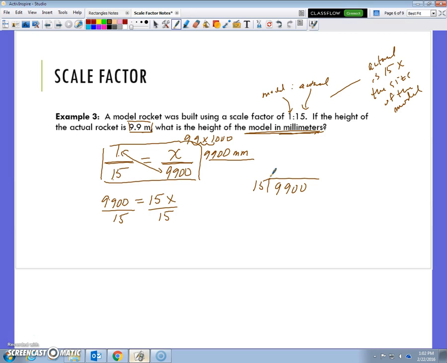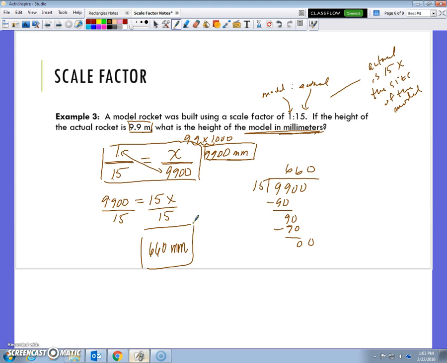Let's see here, 60 is 4, 75, 90, so we'll say 6 minus 90 equals 0, and 0, 660. So I'm going to say that 660 millimeters is the size of my model, and 9,900 millimeters is the size of my rocket, and that would make sense. Okay, so we're using proportions today mixed in with our new scale factors.